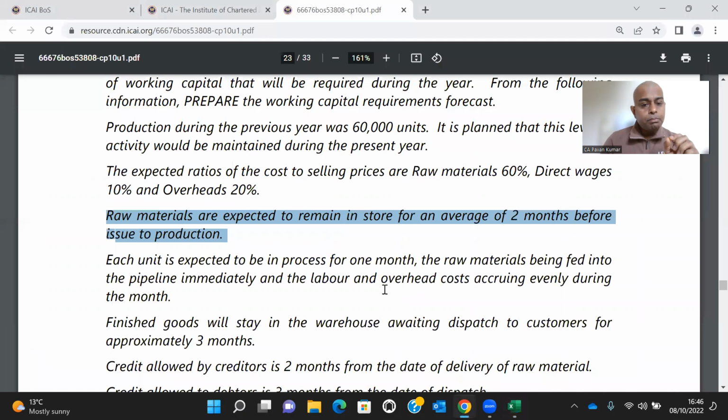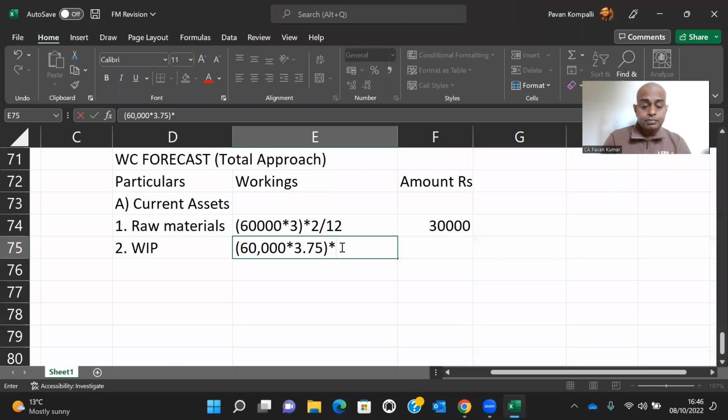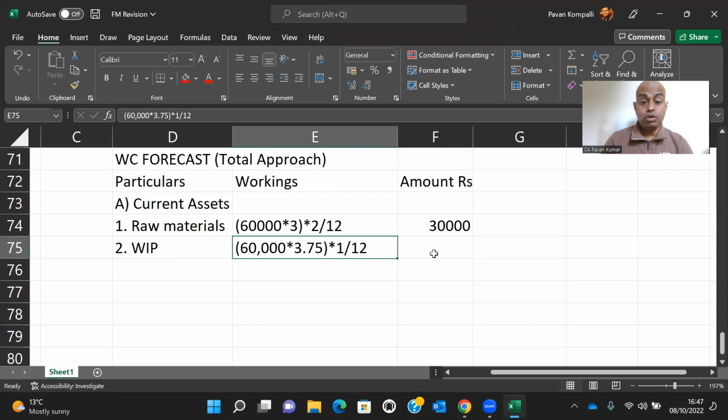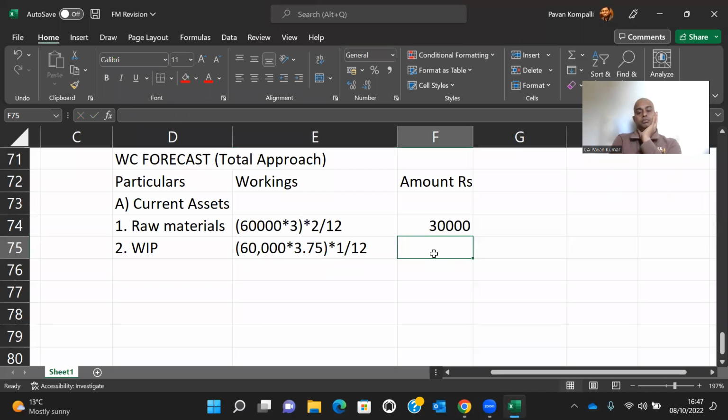Now look at the production cycle. Each unit is expected to be in process for 1 month. So can I take 1 month here? Can you calculate and tell me how much I need to write here? Correct, 18,750.